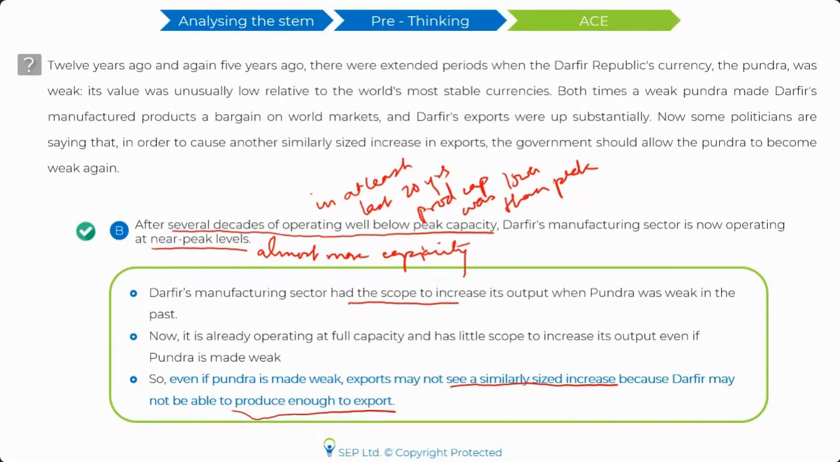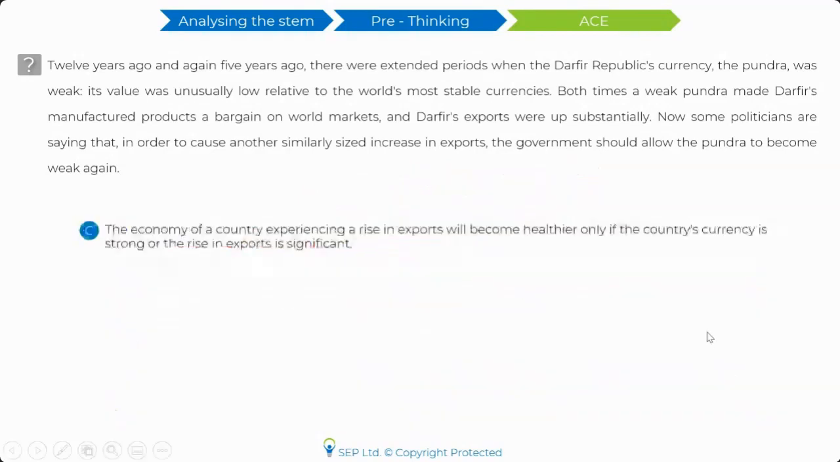Okay. So let's move to the other choices. We've still got to cover the other framework. Choice C. The economy of a country experiencing a rise in exports. Now, we are talking about a country which is already experiencing a rise. Is Darfield experiencing a rise right now? No. Already experiencing. Is Darfield already experiencing? Ask yourself. No.